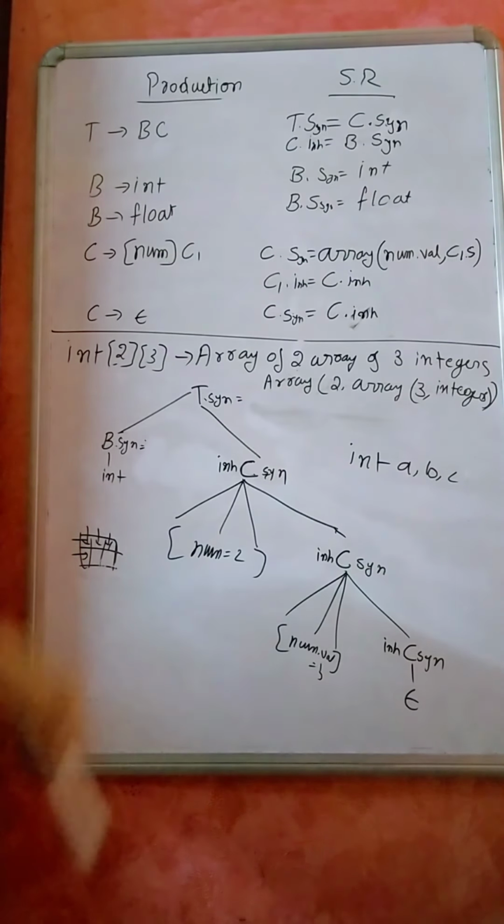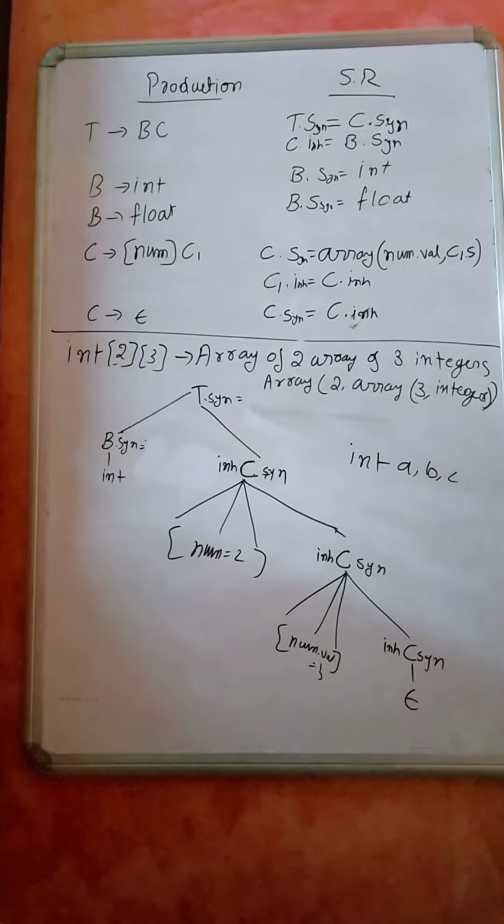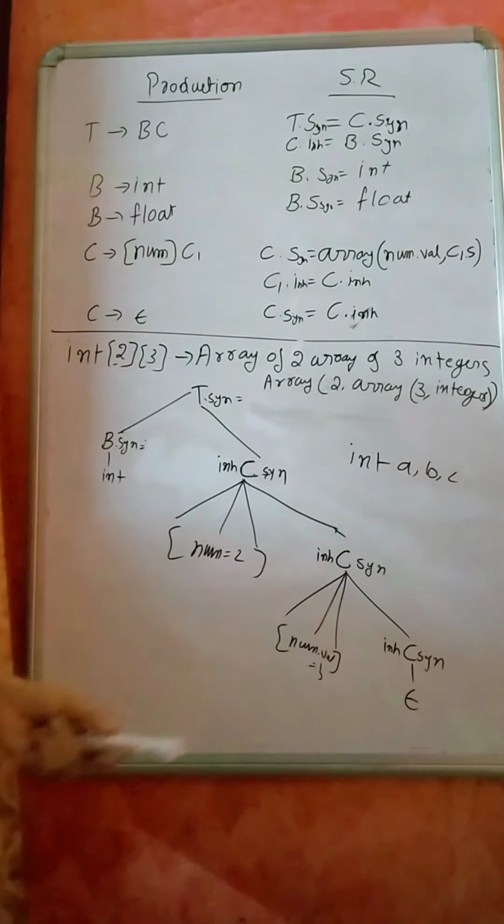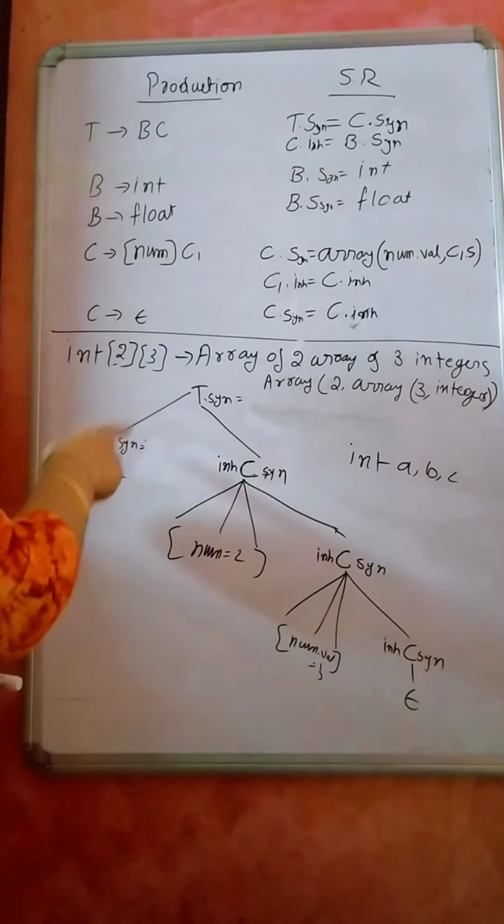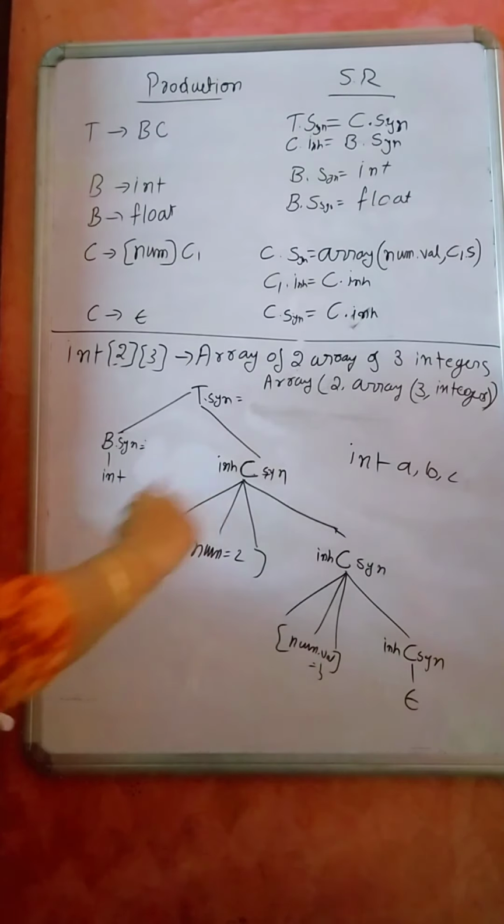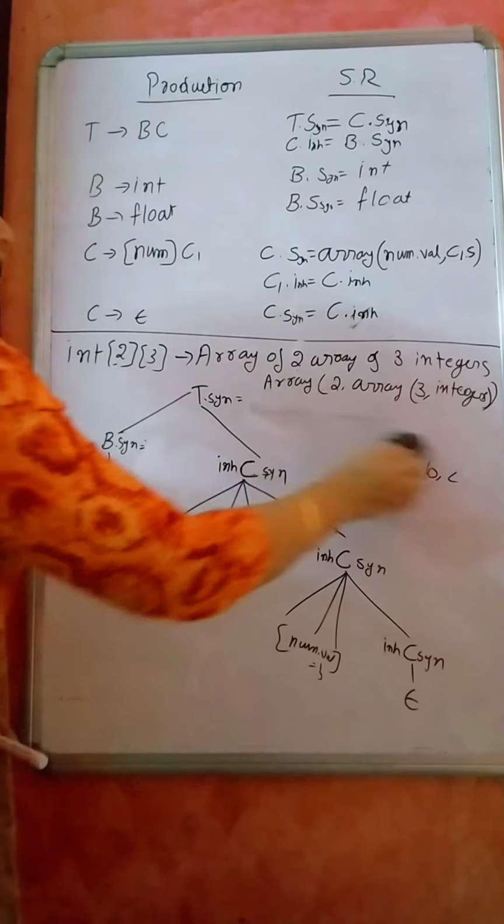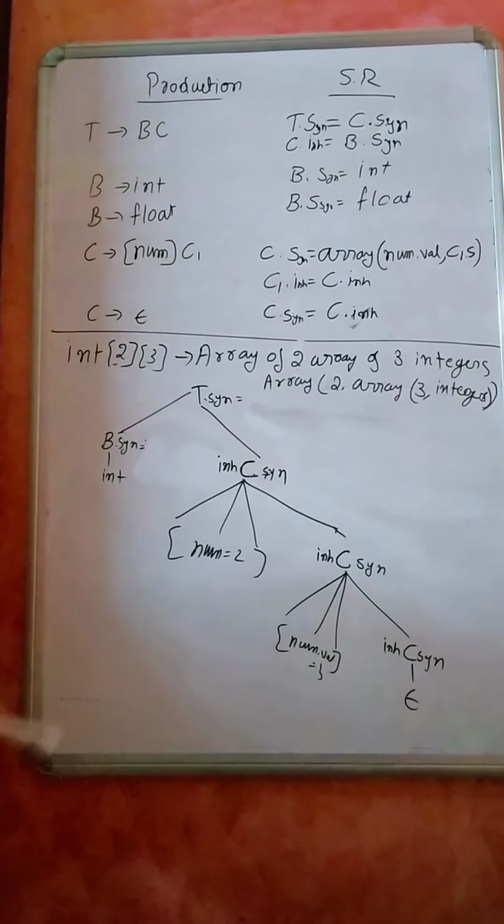Usually they will give the semantic rules, so no need to worry about the semantic rules. Now they may ask you to construct the dependency graph and the annotated parse tree. I have taken this example, int of 2 of 3, and I have already written what this is. Is it an annotated parse tree? No, it is just a parse tree. Now I'll write the annotated parse tree for this.